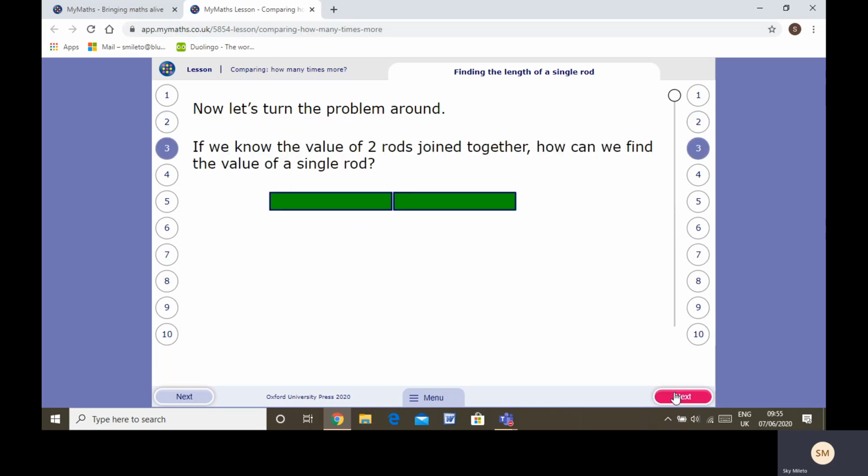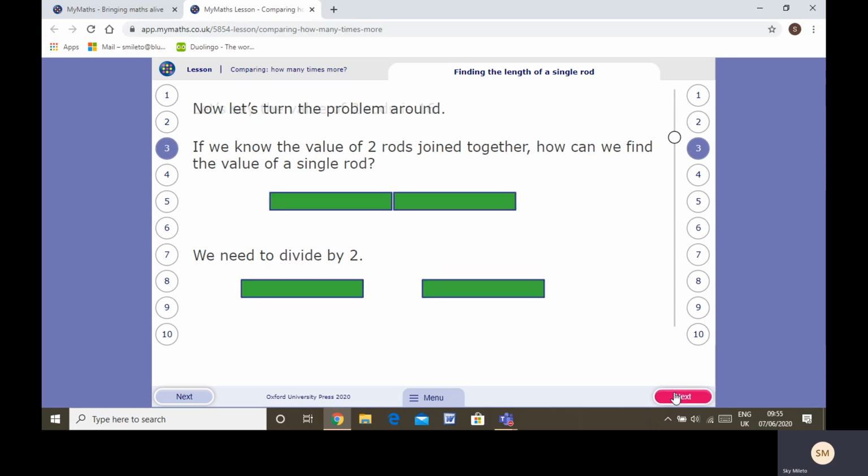Now, let's turn the problem around. When we're turning the problem around, we're talking about the opposite of multiplication. I hope you all know that it's talking about division. So if we know the value of 2 rods joined together, how can we find the value of a single rod? We need to divide it by 2.